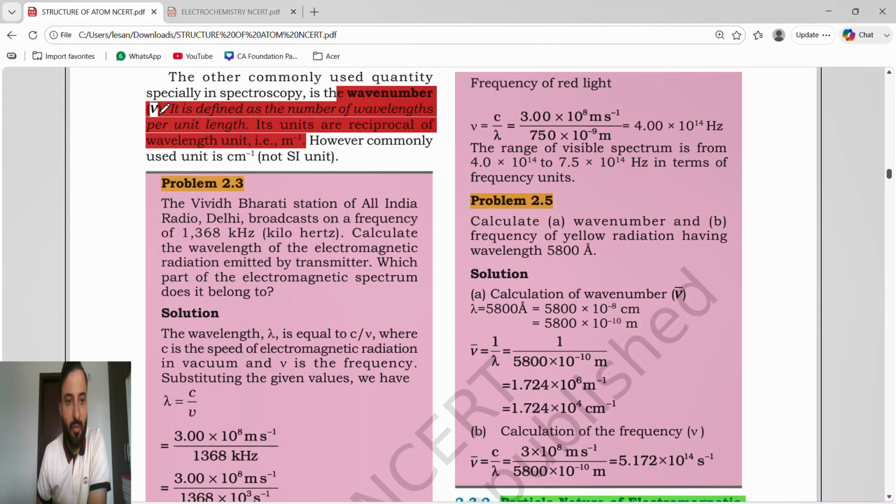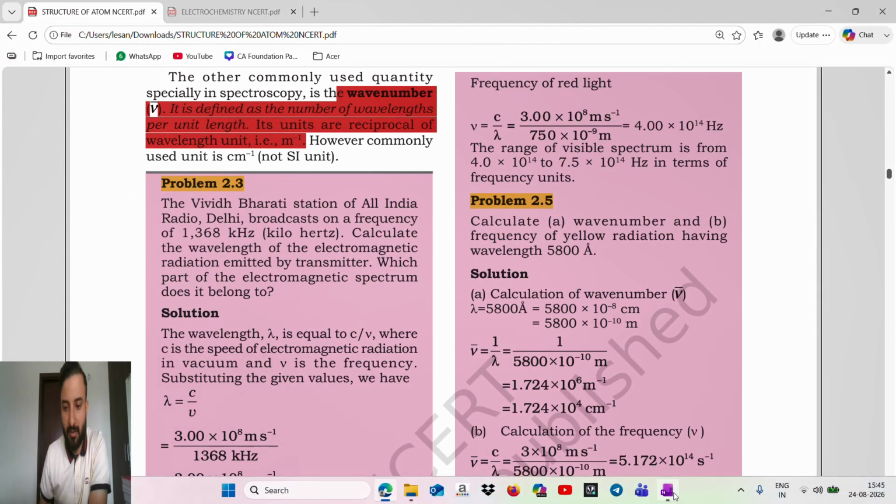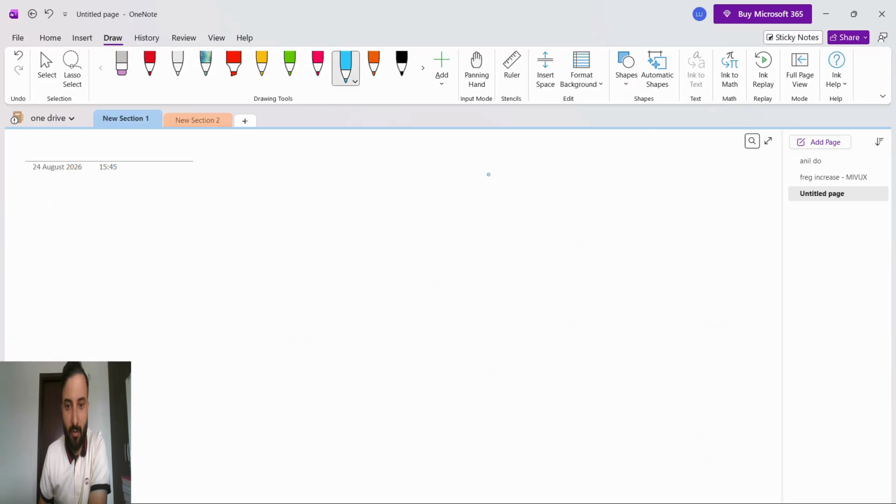Now guys, see, this is the definition of wave number. Wave number is denoted by this. देखो रे प्यारे, wave number is denoted by this.